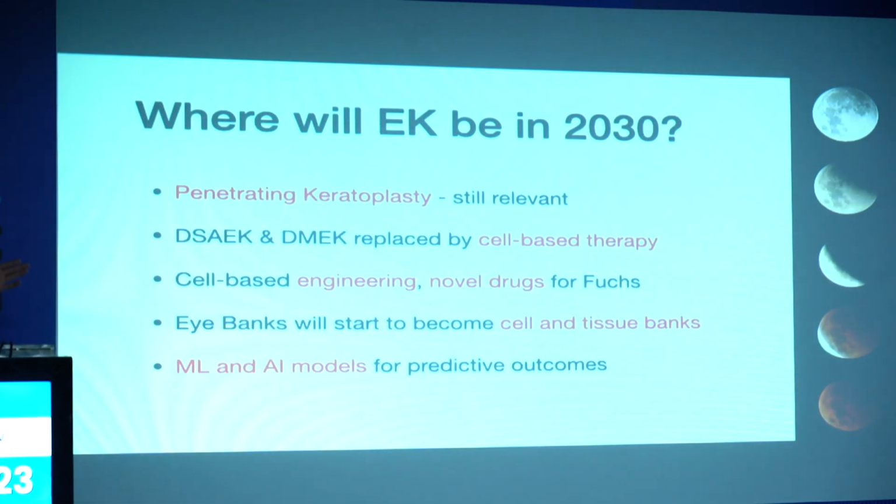There also is going to be a lot of shift towards cell-based engineering and novel drugs for use. Potentially, eye banks will cease to exist in the way that we know them right now. They will become cell and tissue banks in the future. And eventually, you also are going to have models using ML and AI to predict outcomes of transplantation before you actually do the surgery. So this is what seems to be the future for endothelial keratoplasty, and it seems that we don't have to put in a lot of effort to learn DMEK or DSEK at this point of time.